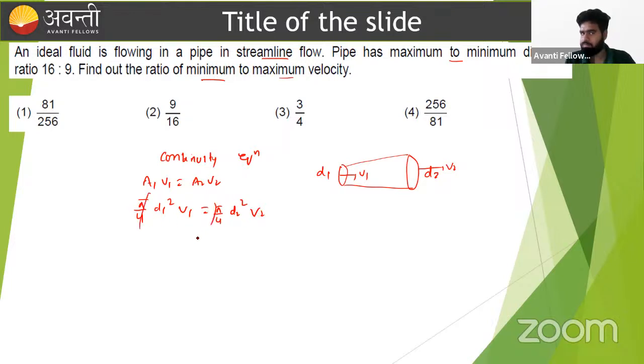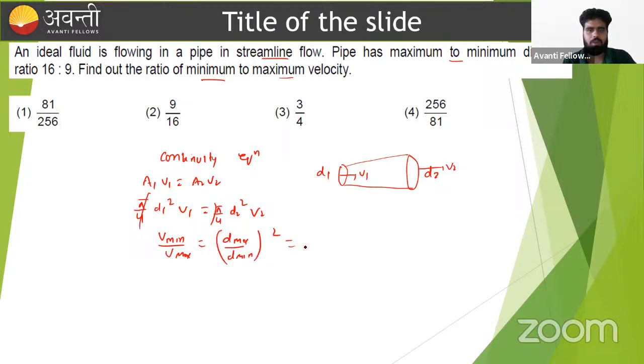I hope this is clear. Here we have to find the minimum velocity to maximum velocity. One thing by common sense: where velocity is greater, the diameter is lesser, right? So if you want to find the minimum upon maximum velocity, this will be equal to d max upon d min, squared.